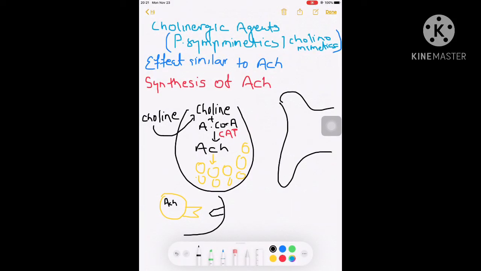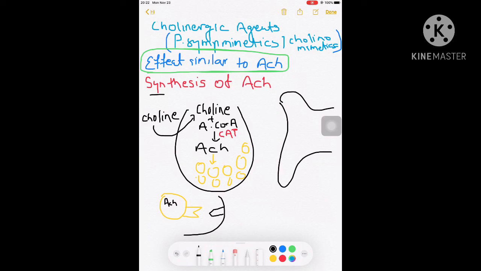Okay, now we start the cholinergic agents. These agents are also known as parasympathomimetics or cholinomimetics. These agents are called cholinergic agents because their effect is similar to that of acetylcholine, therefore they are called cholinergic agents or cholinomimetics. So let's first discuss how acetylcholine is synthesized.